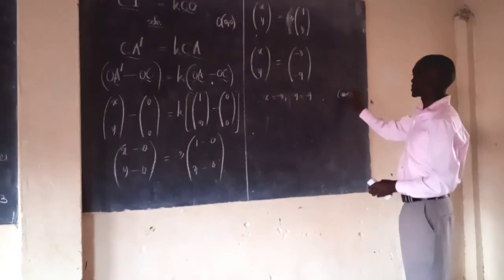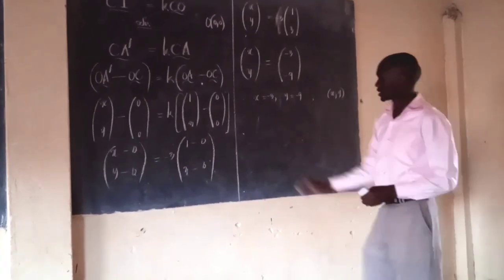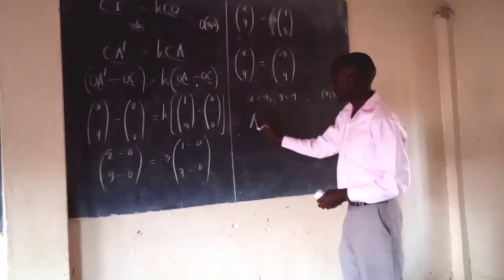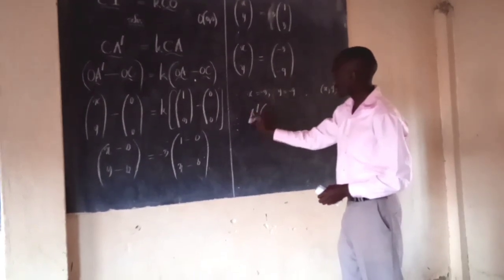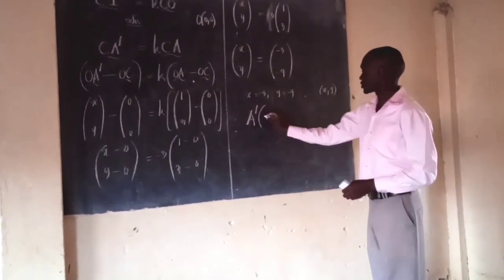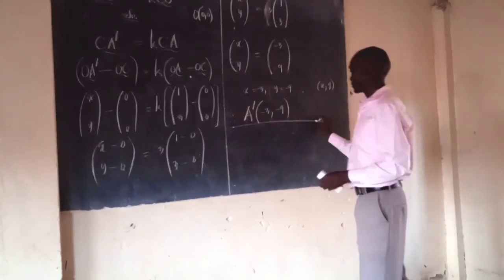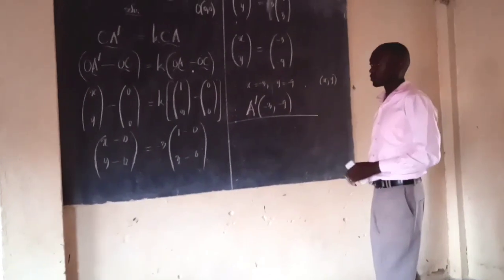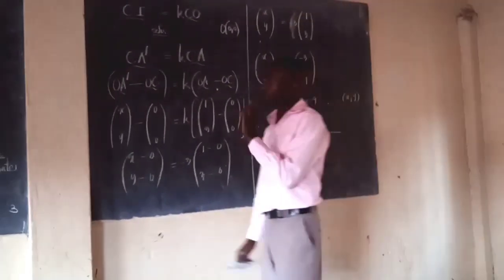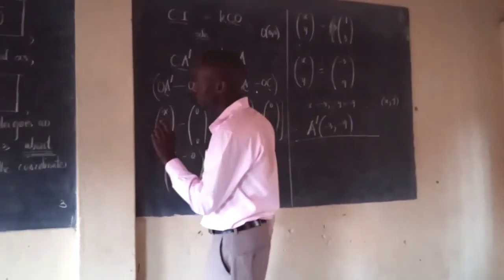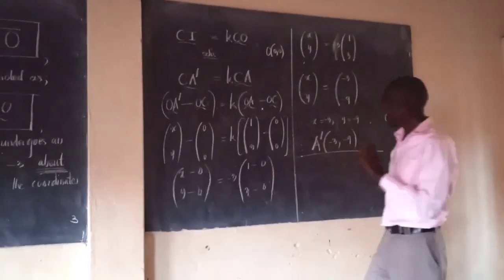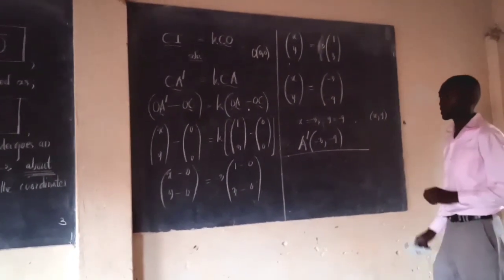Remember, any coordinate is in the order x, y. That means we are ready to write down the coordinates of the image of point A, which will be negative 3, negative 9. That's how the concept of an enlargement is utilized when dealing with questions of especially section A.